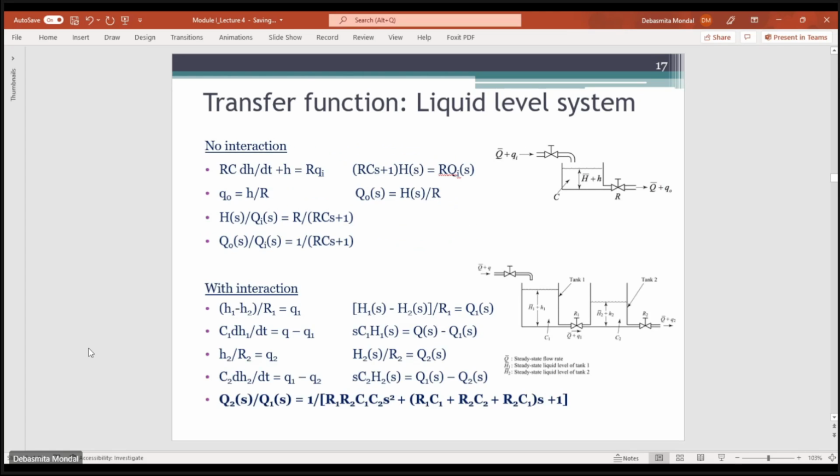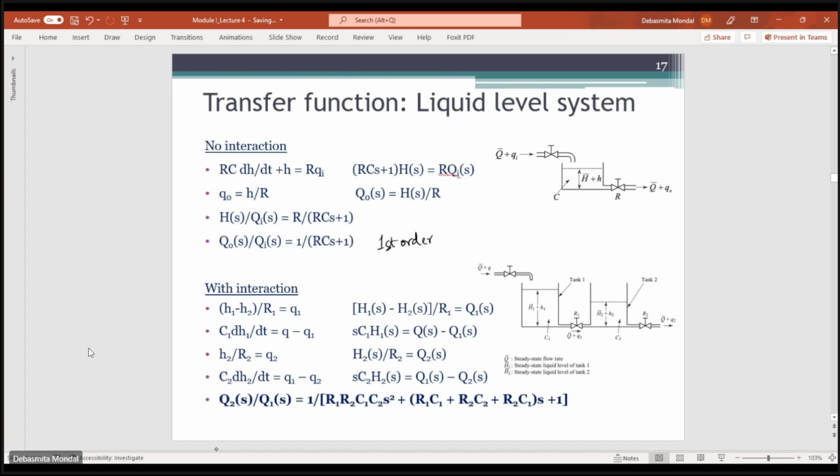Similarly, you can find the transfer functions for different liquid level systems. This is a liquid level system that we talked about in the last class. If you just have one tank, with inflow and outflow of liquid, the output by input is given by 1 by RCs plus 1. So this is also a first order system.